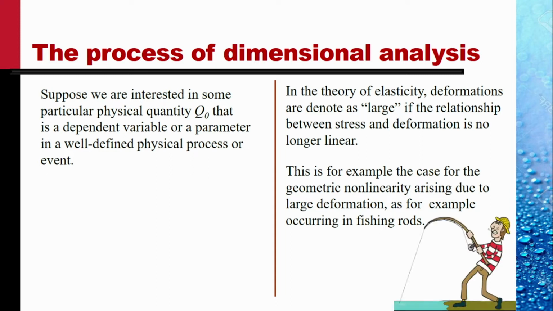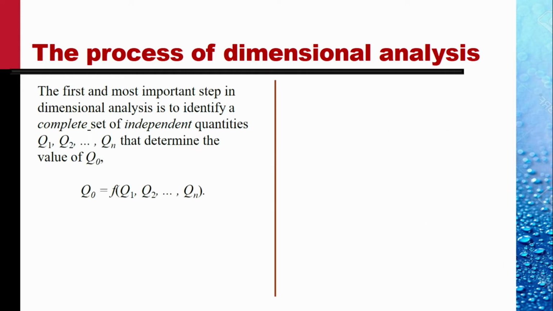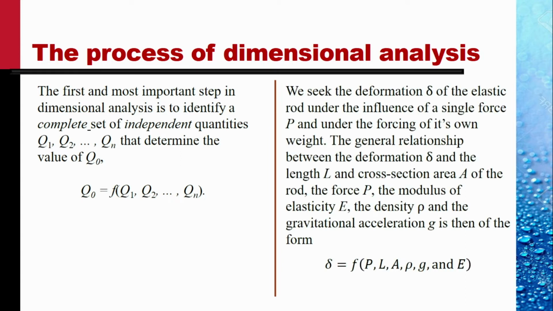The first and most important step in dimensional analysis is to identify a complete set of independent quantities, Q1, Q2 to Qn, that determine the value of Q0, so that we could write Q0 as a function of Q1, Q2, etc. In the example, we seek the deformation delta of the elastic rod under the influence of a single force P applied at the end of the rod and forcing of it under its own weight.